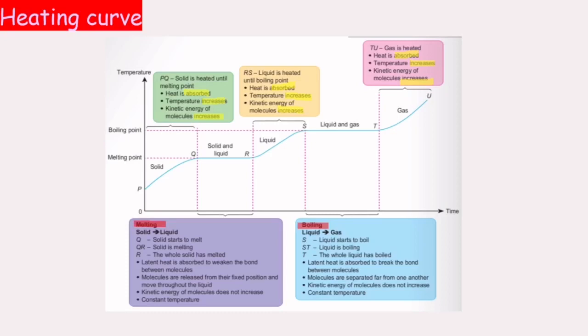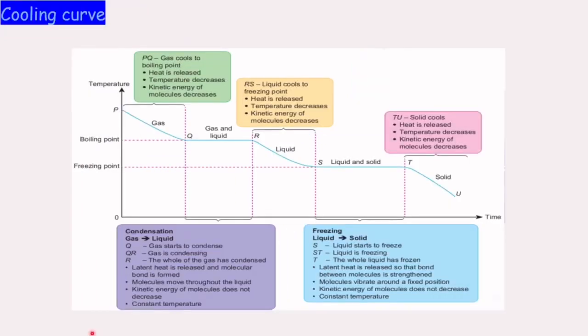Now we move to the cooling curve. Just now, in the heating curve, the staircase is going upward. Now we are at the cooling curve. When we cool a substance, the temperature will decrease. So the staircase of the cooling curve is going down. Temperature decreases means that heat is released. When the heat is released, the molecules lose energy, so the kinetic energy of molecules decreases.